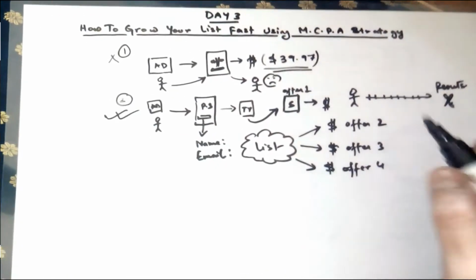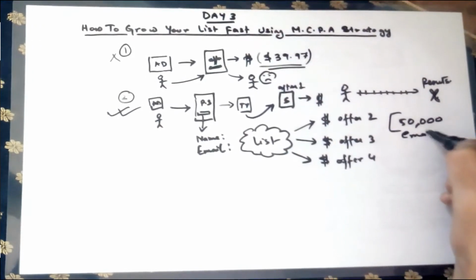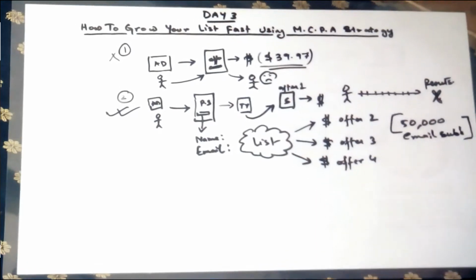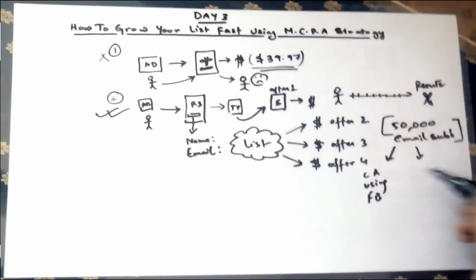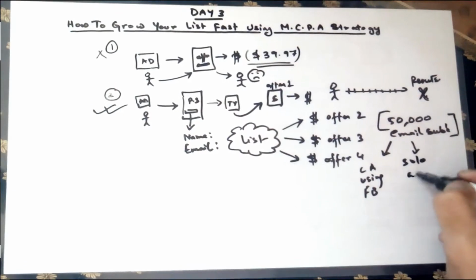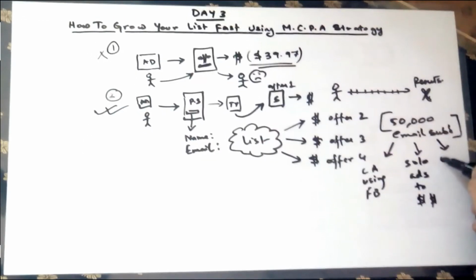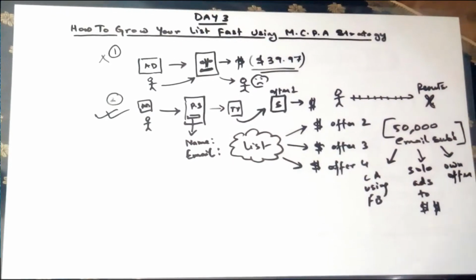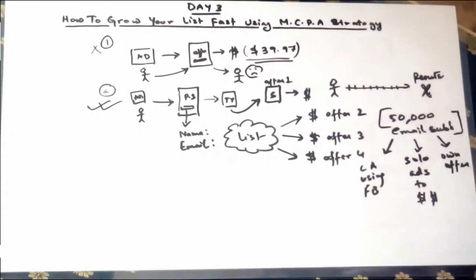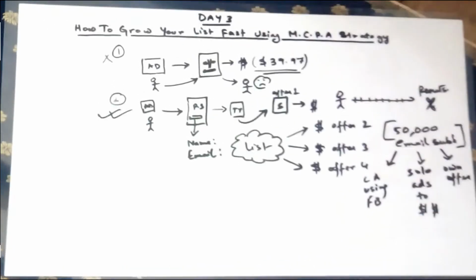And let me ask you this, once you start growing your list, what will you do with that list? Let's say you have 50,000 email subscribers. What will you do with that? You can create a custom audience using Facebook to retarget them. You can use solo ads to earn some money. You can even send them your own offer and build an arbitrage army for yourself. With this particular strategy, you can generate a huge amount of traffic, a huge amount of money. It's no doubt. I cannot emphasize this strategy more than any other strategy in this world. This is the best strategy to follow.